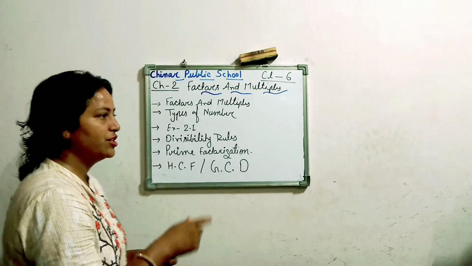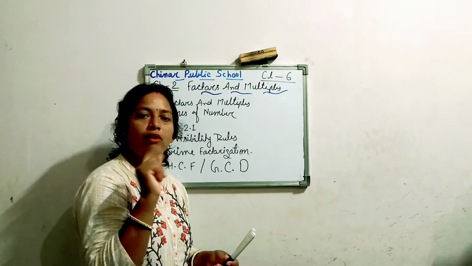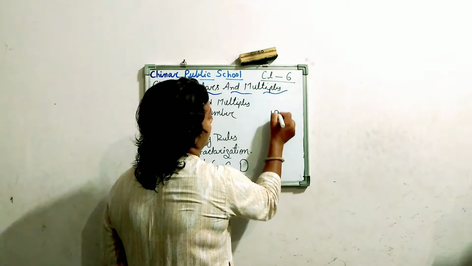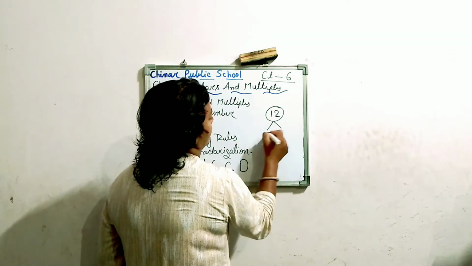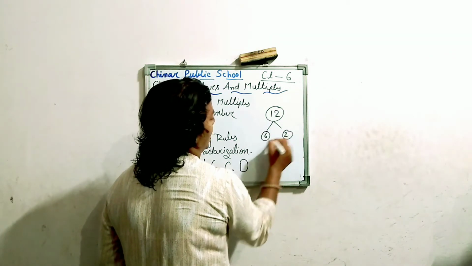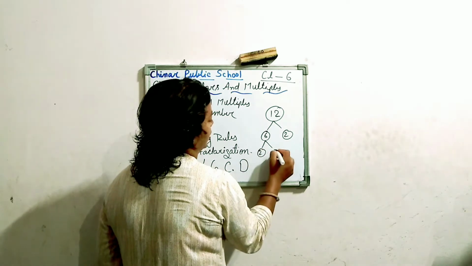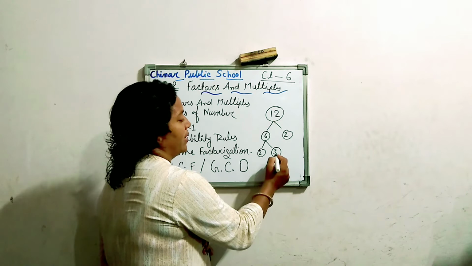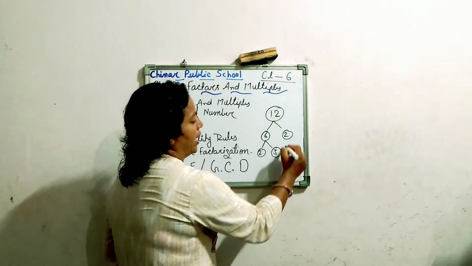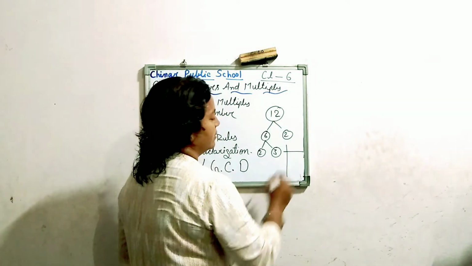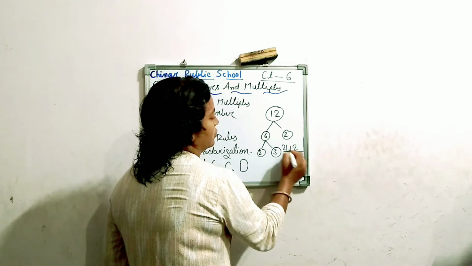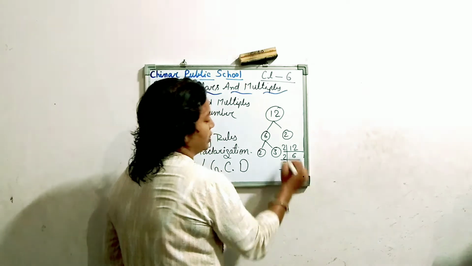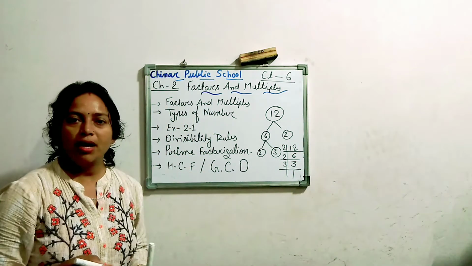In prime factorization we used two methods. One was the factor tree: if I say 12, 6 2s are 12, and 2 3s are 6. So what are the prime factors of 12? 2 multiplied by 2 multiplied by 3. And the other process was the division process: 2 6s are 12, 2 3s are 6, and 3 1s are 3. You are observing that the same answer is coming.